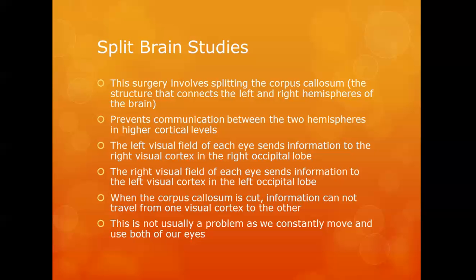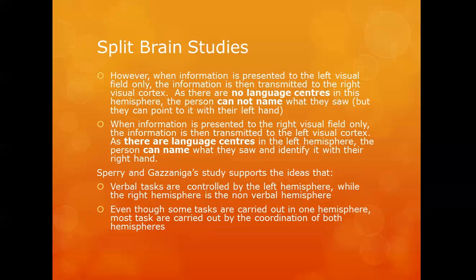Okay, so basically when people who have had split brain surgery are asked to focus on a dot, if information is presented to the left visual field, so the left side of that dot, the information goes to the right visual cortex. However, we know in our right hemisphere there are no language centres, so therefore the person can't name what they saw. However, they can point to it or draw it with their left hand because the information is in their right hemisphere, which controls the left side of their body.